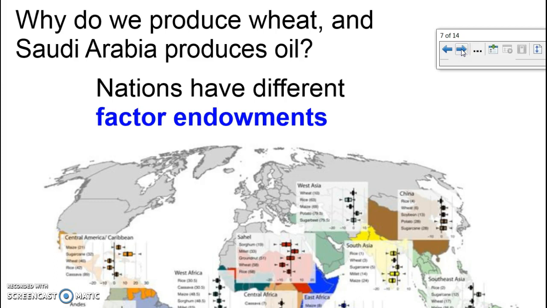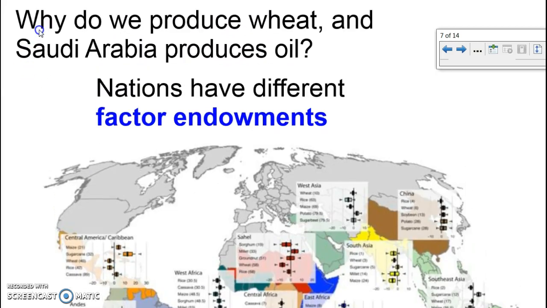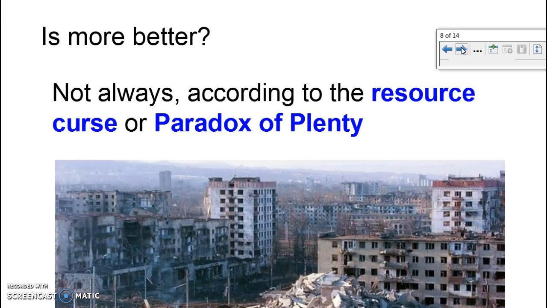Okay, so why do we produce wheat, and why does Saudi Arabia produce oil? Well, we talked about advantages, right? And part of the reason is because different nations have different factor endowments. So we have a lot of oil, but we don't have as much oil as Saudi Arabia, right? And Saudi Arabia doesn't have as much arable land as we do. So just want to understand that term, factor endowment, and what it means.